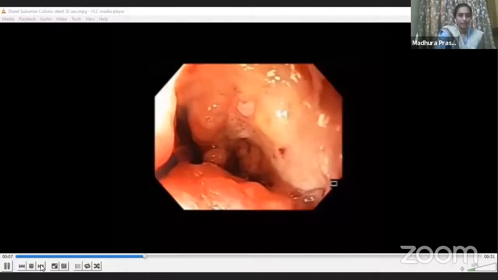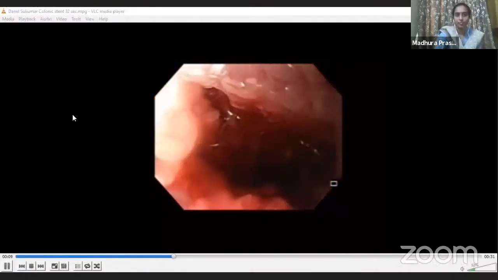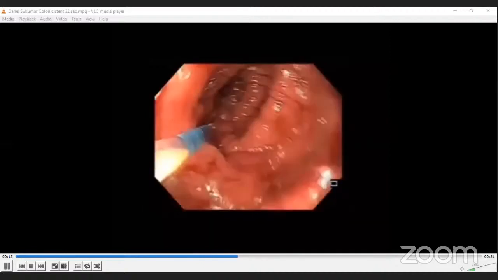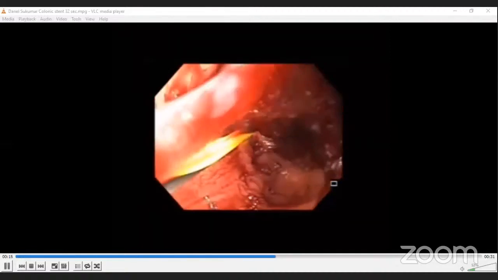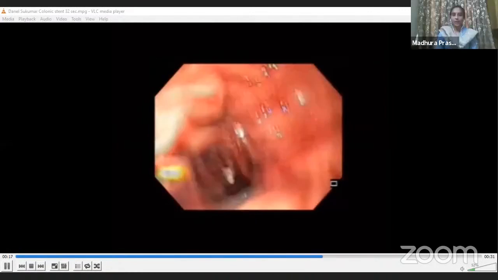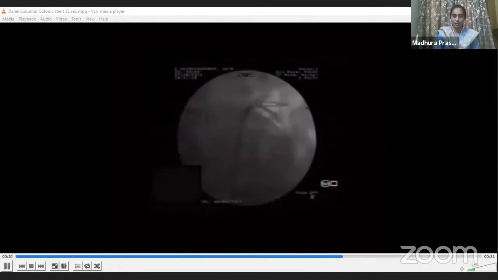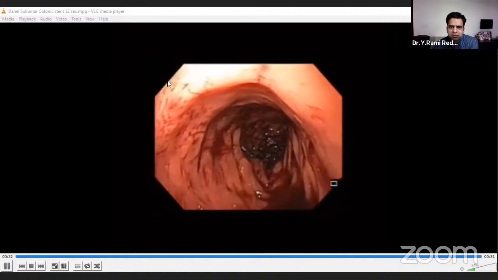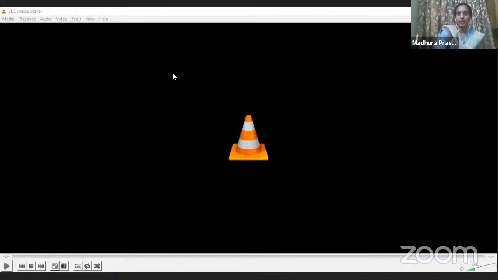Now you can see it, sir? Yes. So here we are passing the uncovered SEMS deployment catheter. We are looking at it fluoroscopically. You can see the deployment from the proximal to the distal end, and you can see the stent expanding. Now that carcinoma is in the sigmoid colon? Yes, sigmoid, sir.